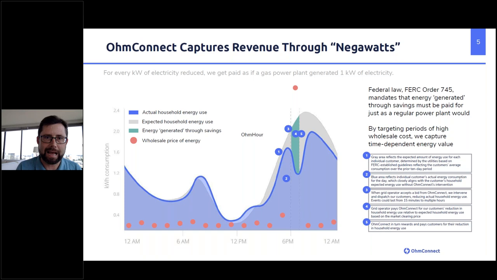During an event where OhmConnect is dispatched, we get paid for the difference between expected use and what they actually use. And you can see that number 4, the green shaded box. We get paid at the market clearing price for energy at that point. That's how, generally speaking, we're measured, although there's lots of variation and differences, which we can get into if people are interested. We have a lot of opinions about this, but this isn't that complicated and we can make this work.